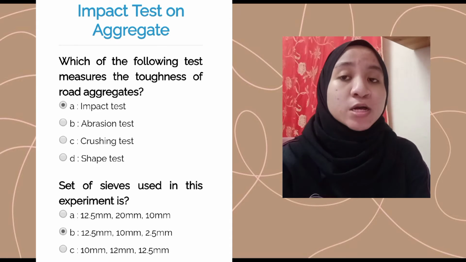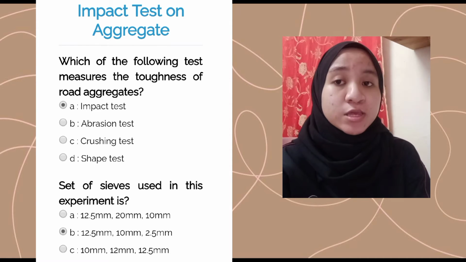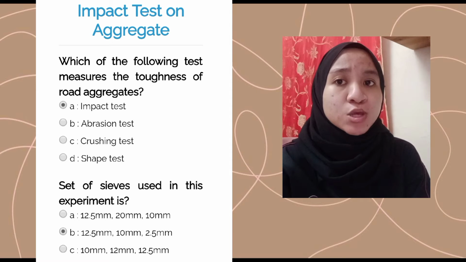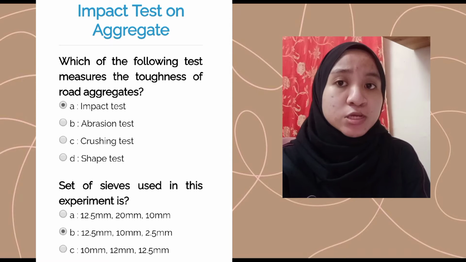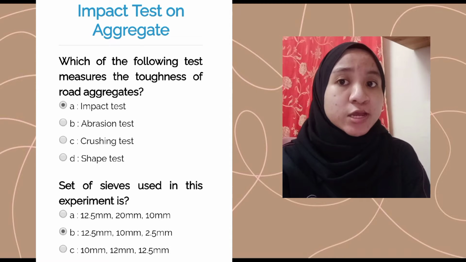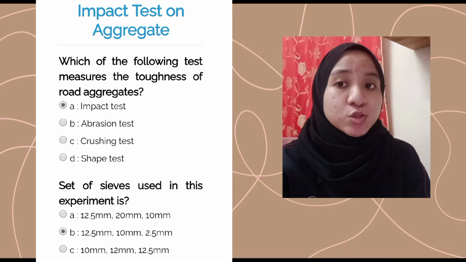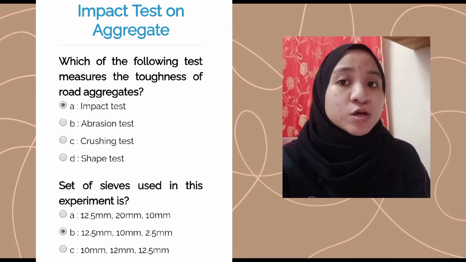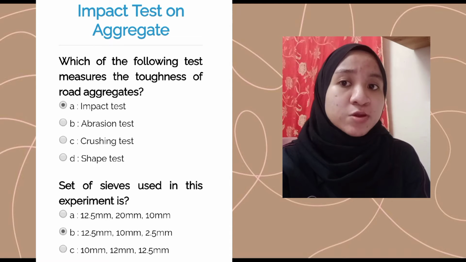Pre-test. Impact test on aggregate. First, which of the following tests measure the toughness of road aggregates? The answer is A, impact test. For question number 2, the set of sieve used in this experiment is, the answer is B, 12.5 mm, 10 mm, and 2.5 mm.